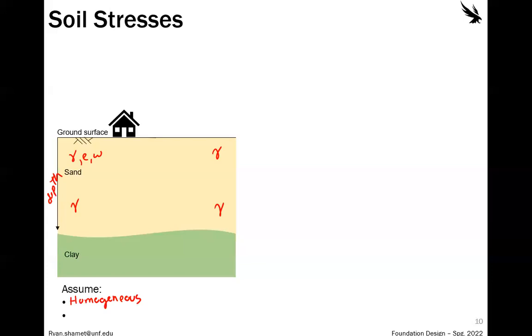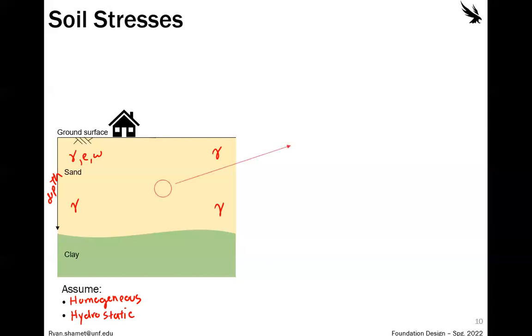The other thing that we're going to assume right now is that it's hydrostatic, which means the groundwater table is staying put. There's no moving of water within the soil. So if you were to dig a hole and found the groundwater table, then it would just stay there. It wouldn't go up and down, that kind of stuff. So hydrostatic.